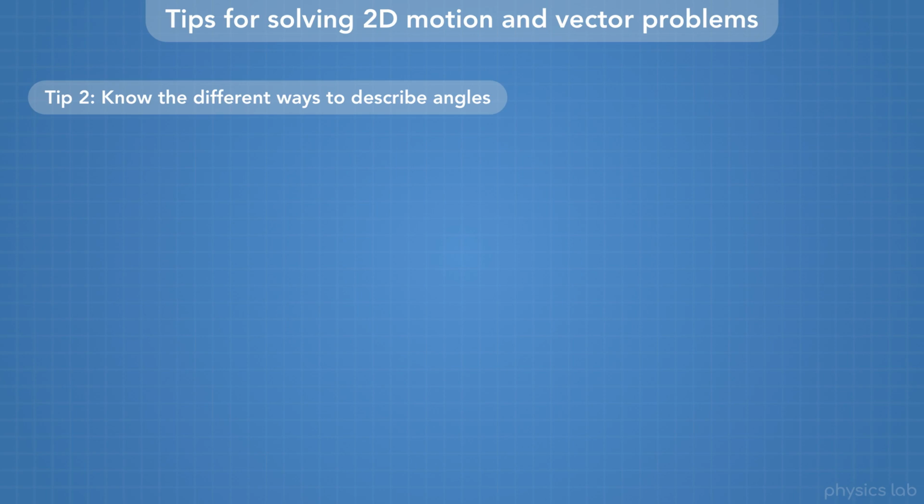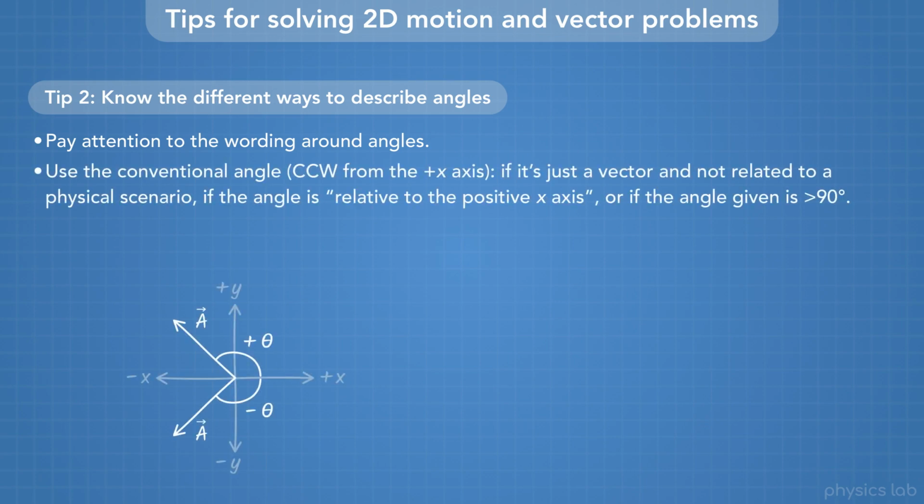Tip number 2, know the different ways to describe angles. Pay attention to the wording around angles and make sure you understand exactly which angle is being given or which angle you're being asked to find. Use the conventional angle, where positive angles are counterclockwise from the positive x-axis, in these cases.